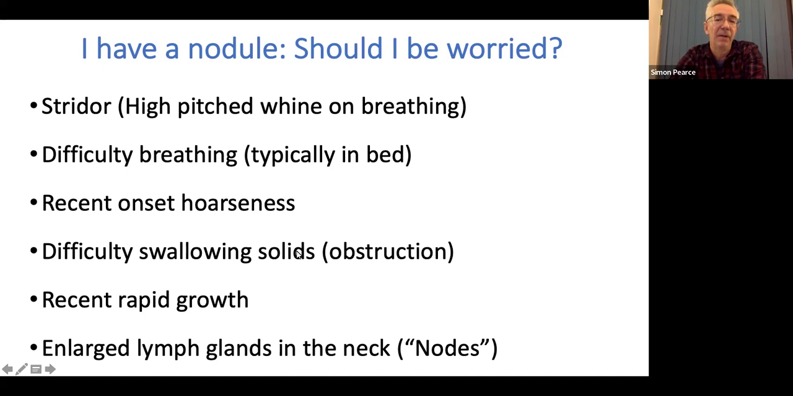That would typically happen with a thyroid nodule on the left. If there's recent rapid growth and you can really see that, or if there are enlarged lymph glands in the neck, so-called lymph nodes, that can also be bad news. All these features would be consistent with cancer, particularly if 2 or more of them are present, and we normally recommend a 2-week referral to hospital for all of these except for stridor. If you've got stridor, you have to go the same day to the hospital as an emergency admission.